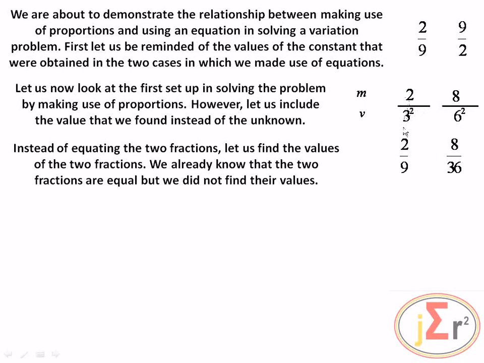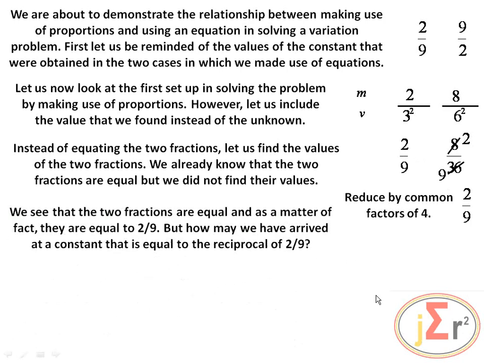And if we do our division, we should get the value of the constant of proportionality. So we are not equating them, we are finding their values instead. So we already know that the two fractions are equal, but we will find their values. So let us find the values on this occasion. So we will reduce the other one by a common factor of 4. 4 into 8 is 2, and 4 into 36 is 9. So we realize that this one is 2 over 9, and this one is also 2 over 9.